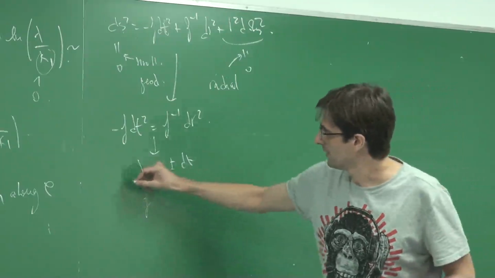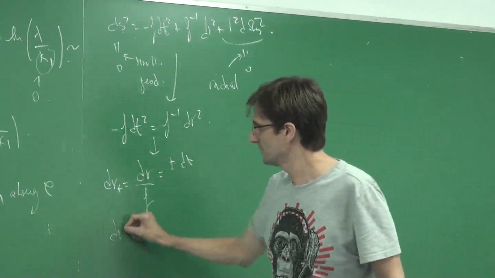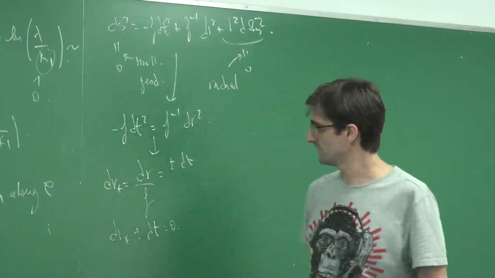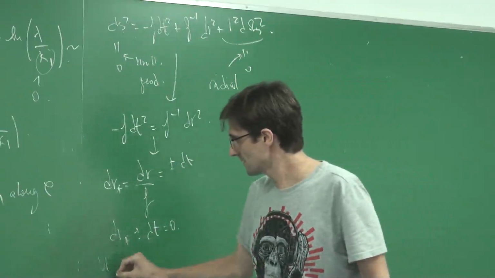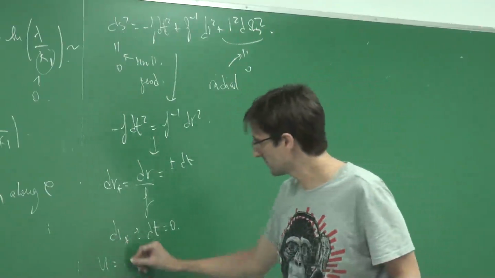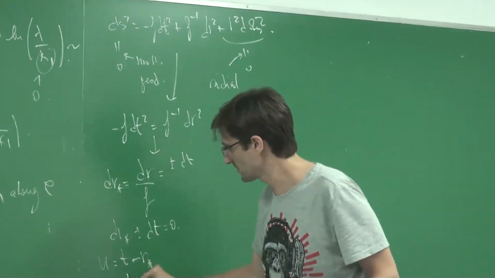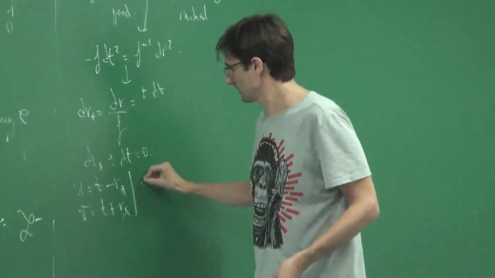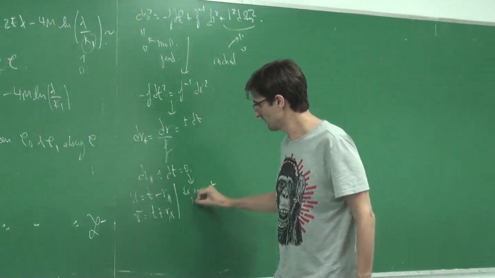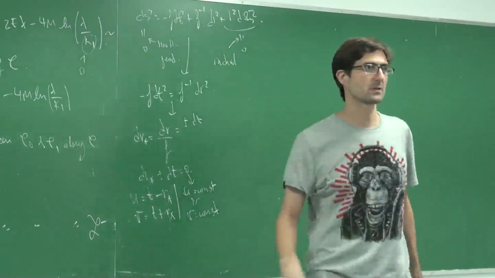This is what we call dr star. So dr star plus minus dt equals 0. So u is t minus r star, and v is t plus r star. So u equals constant and v equals constant correspond to radial null geodesics.